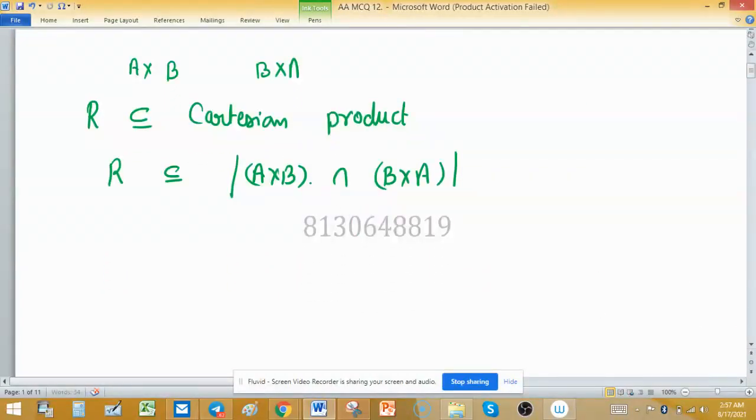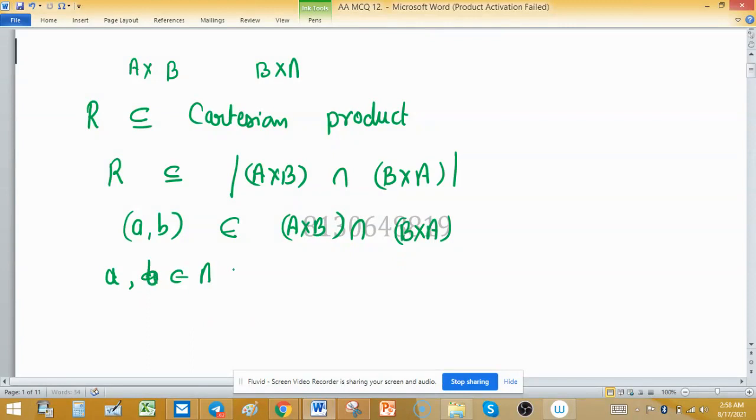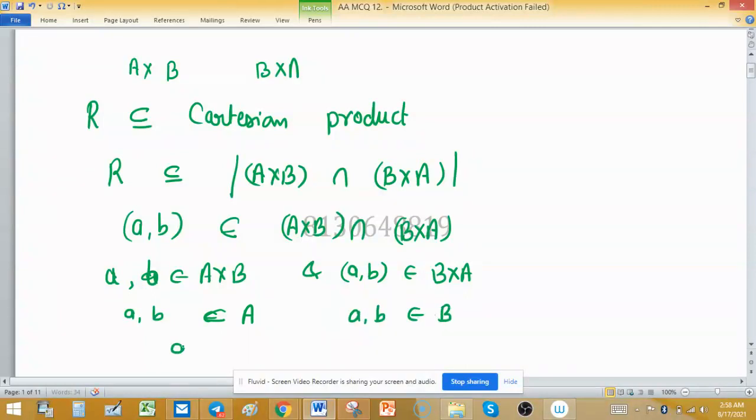So to find the cardinality of this intersection, let (a, b) be an element which is in this intersection, A cross B intersection B cross A. So (a, b) belongs to A cross B and (a, b) belongs to B cross A, and that means a, b belongs to A and a, b belongs to B. It means that a, b belongs to A intersection B.